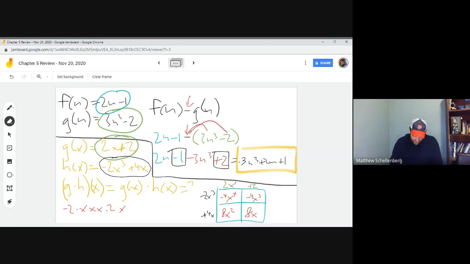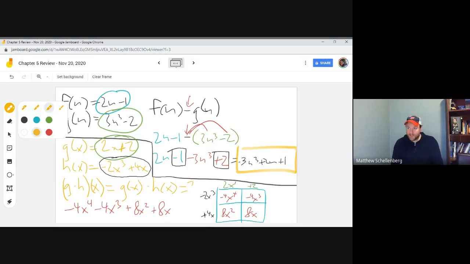So if you don't mind me erasing this here, just so I get some room, that means that g times h, g of x times h of x equals negative 4x to the 4th minus 4x cubed plus 8x squared plus 8x. And remember to put them in descending order of their variable, the exponent on the variable. And that is the answer for number 6.